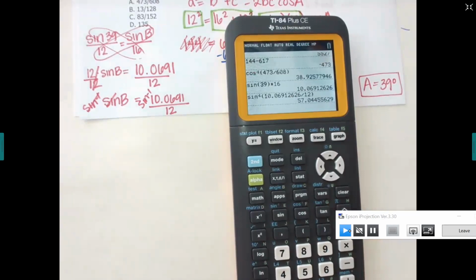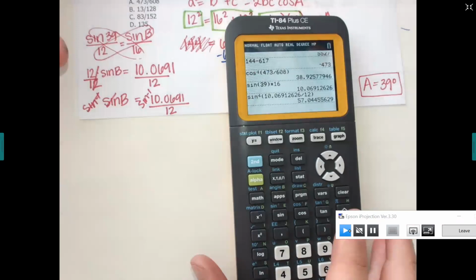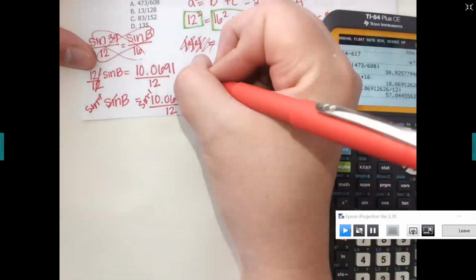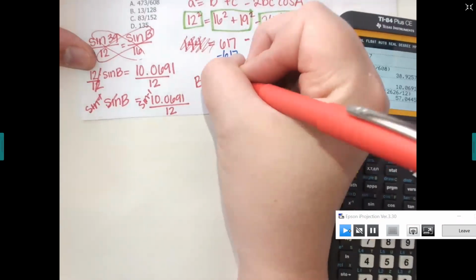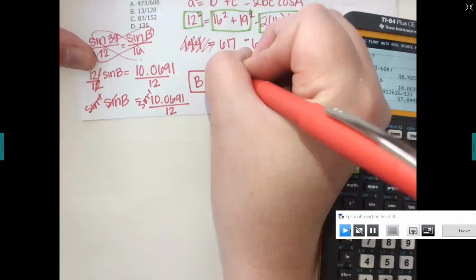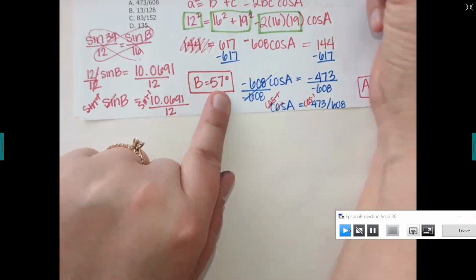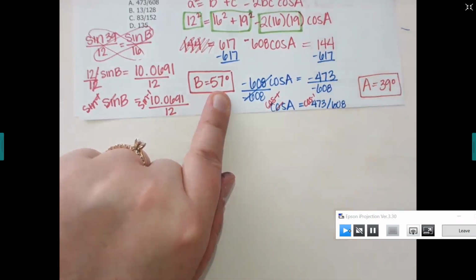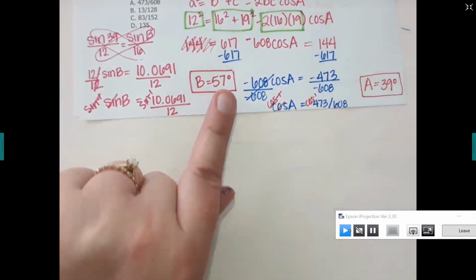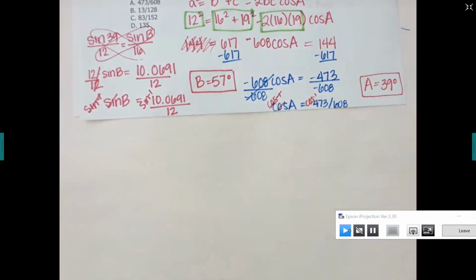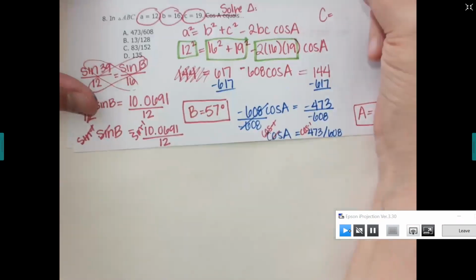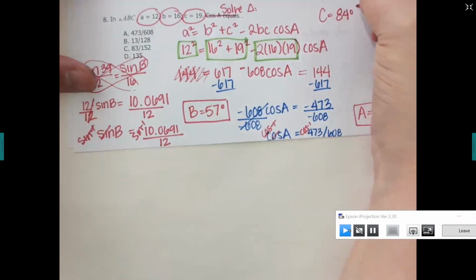For the last angle, are we doing any of the laws? No, it's just 180 minus. So your angle B is 57. Then how do we find the third one? Do 180, take away these two, and that'll tell you what C is. So 180, take away 57, and take away 39, 84 is correct. Does that make sense? Yeah.